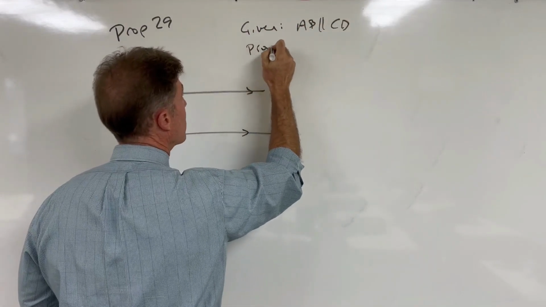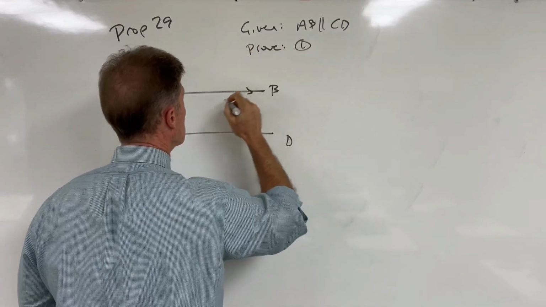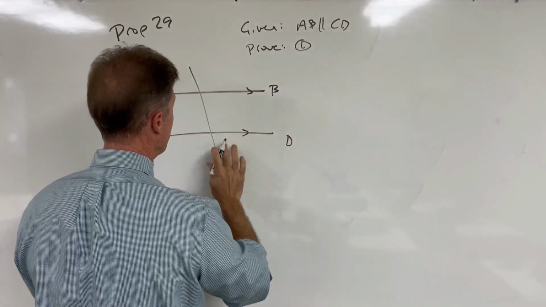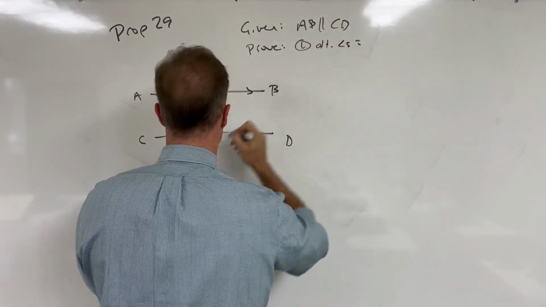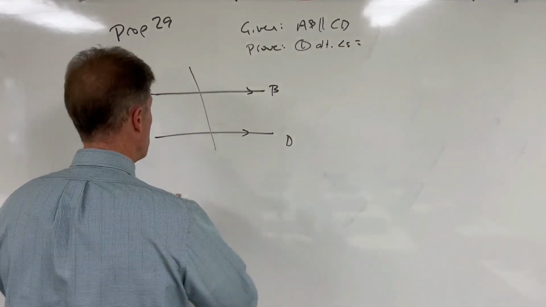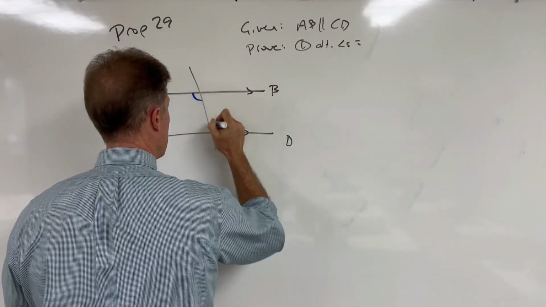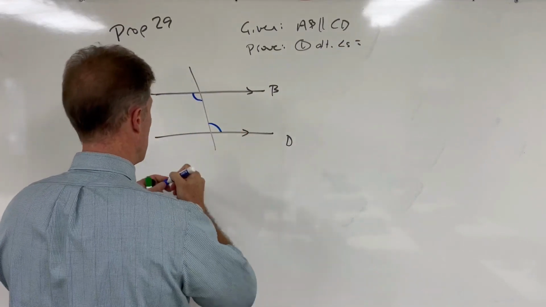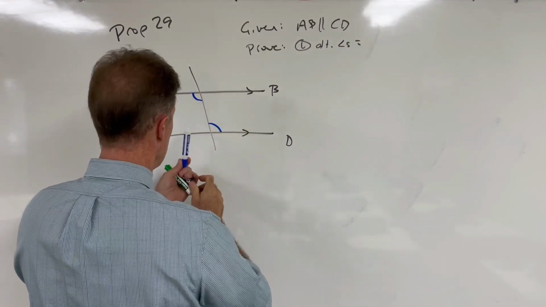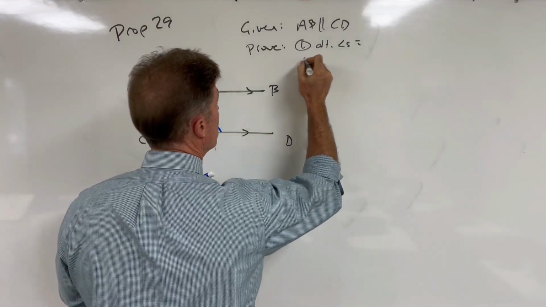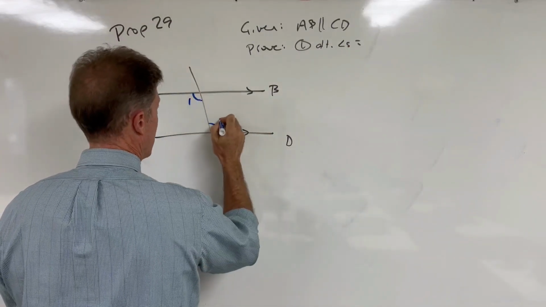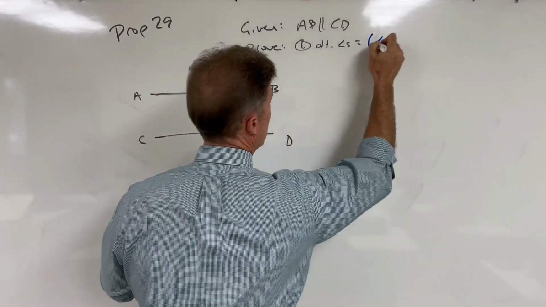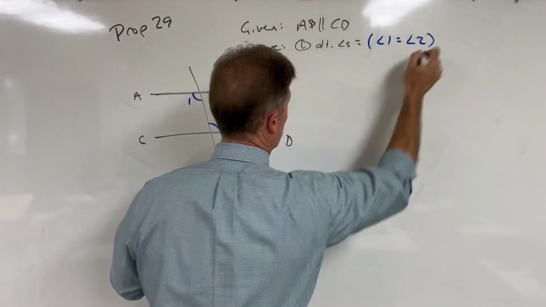We're going to prove three things. The first thing is we're going to prove, if a line falls on two lines, that the alternate angles are equal. So particularly we're going to prove that this angle here and this angle here in blue are equal. We'll call these angle 1 and angle 2. So we're going to prove that angle 1 equals angle 2.